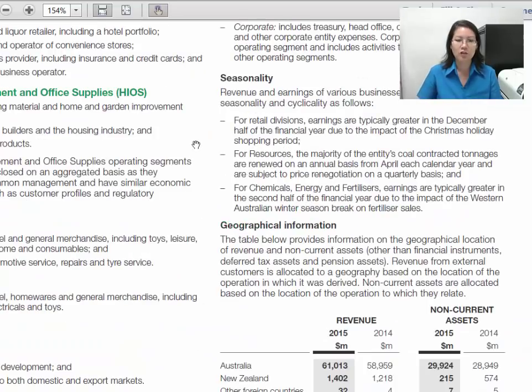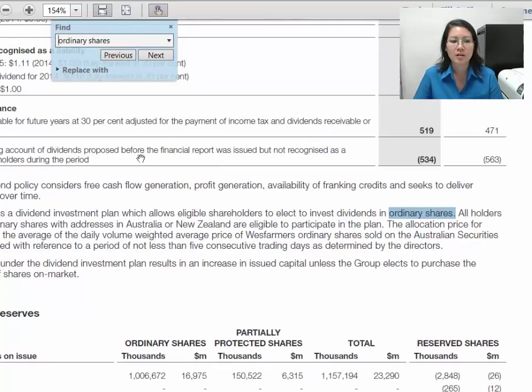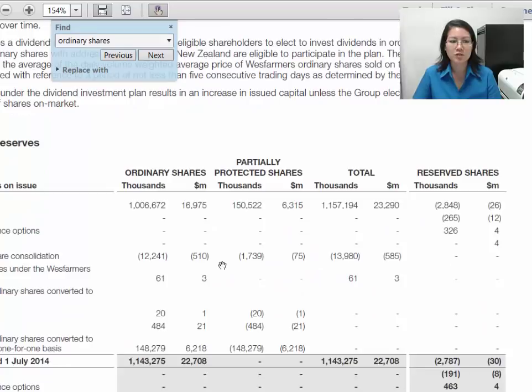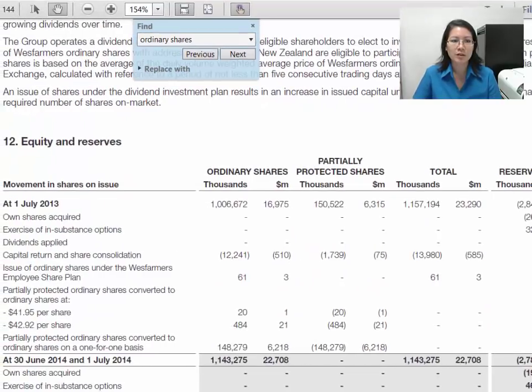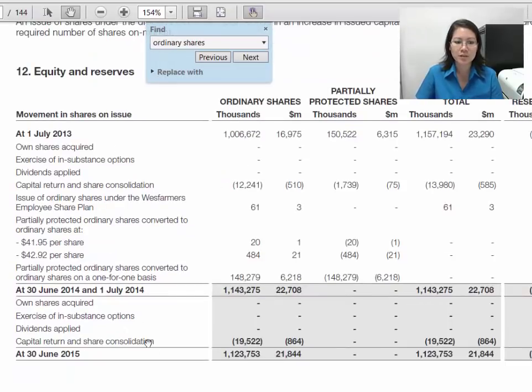Actually, let's just see if a search would bring it up as well. Ordinary shares. Oh look, it almost brought me straight to note 12. All right, so this is good. This is what I want to know. So as at 30 June 2015, again, they're expressing it in thousands. So I'm going to write the full number in and then go back my 6 decimals. Or I can just write this number in and go back 3 decimals, which is what I'm going to do.